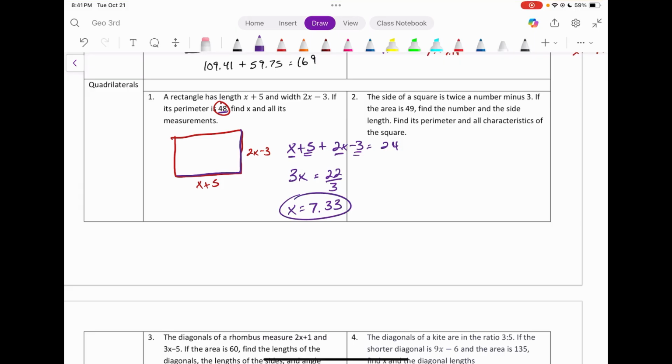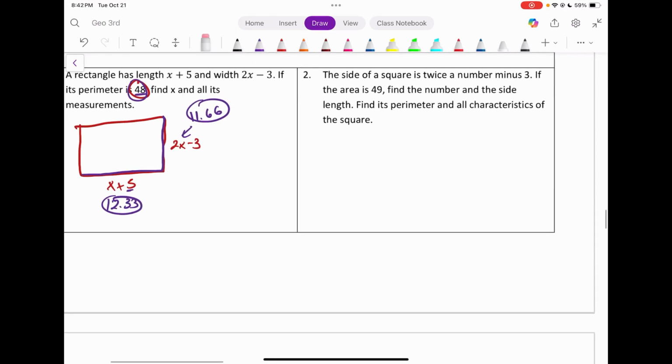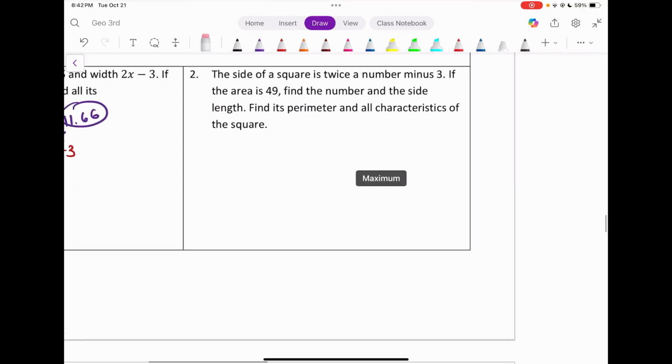So then you go back and plug it in. 7.33 plus 5 will give you 12.33. There's one side. 2 times 7.33 will be 14.66. Subtract 3, that's going to be 11.66. And you can add those four sides together, and it should give you that perimeter of 48. And from there, again, we can find all the different components of the rectangle. We can find area. We can find whatever I asked for.